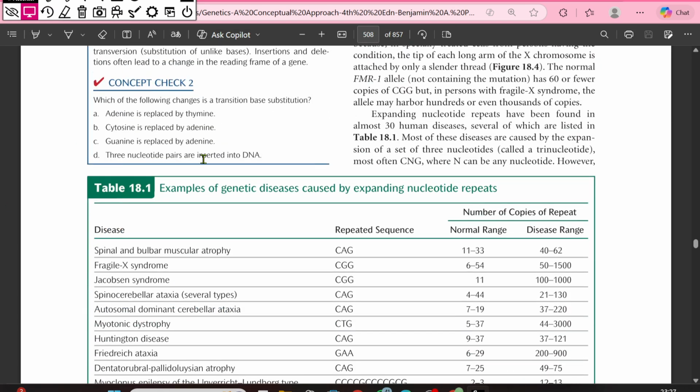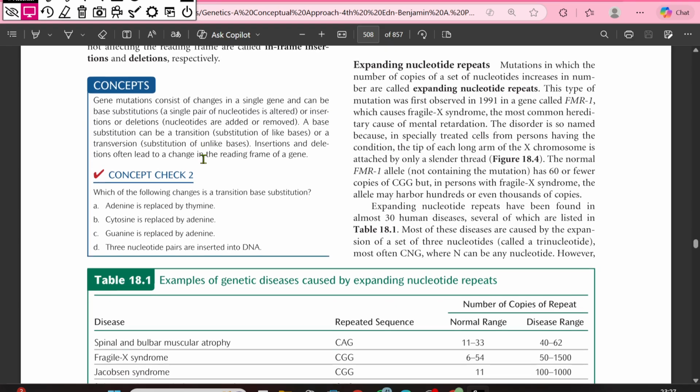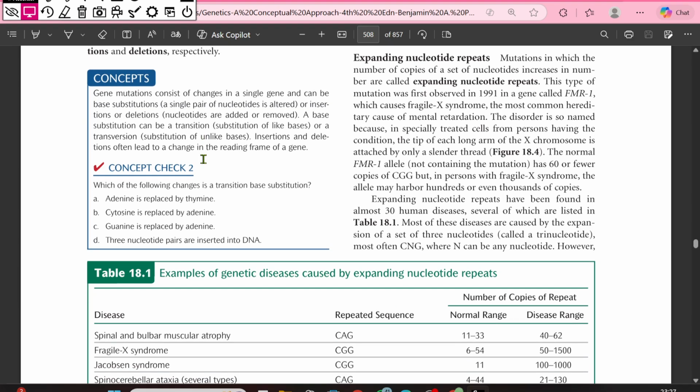Moving on further, then we have the expanding nucleotide repeats as the third kind of natural mutation. In the expanding nucleotide repeats, what happens is that the number of repeated nucleotide sequences increases rapidly in the DNA. This was first observed in 1991, and this was observed in the X chromosome.